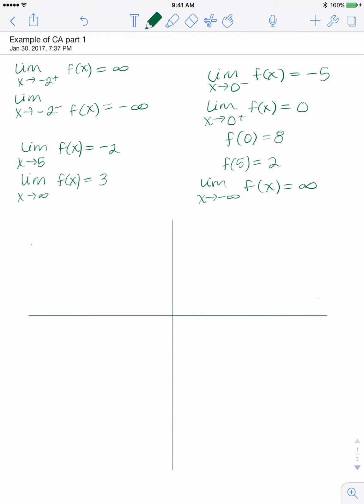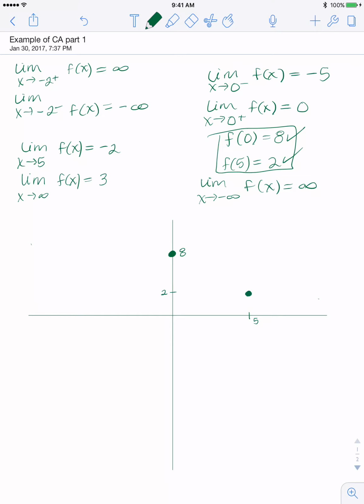So how I go about doing this is I take the easiest things for me first. So that would be these points on my function. I know that my function has a point at (0, 8). So I'll go ahead and draw that guy. And then at (5, 2). So I'll draw that point too. So I have already done those two properties of my function.